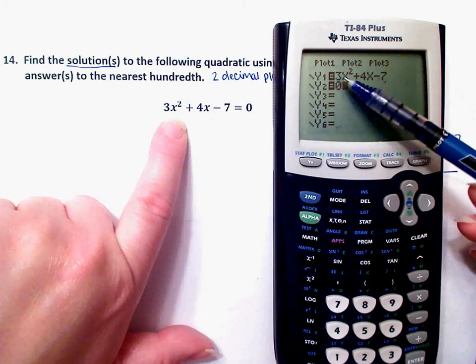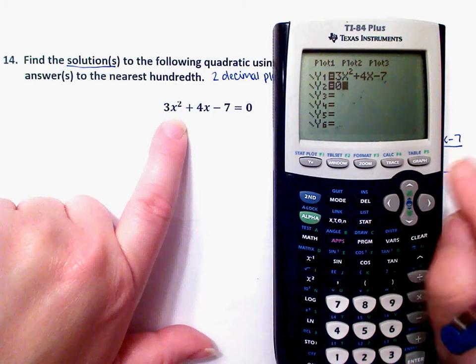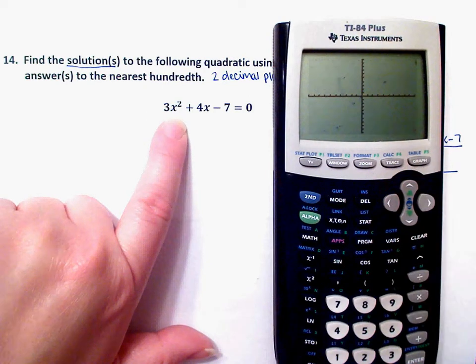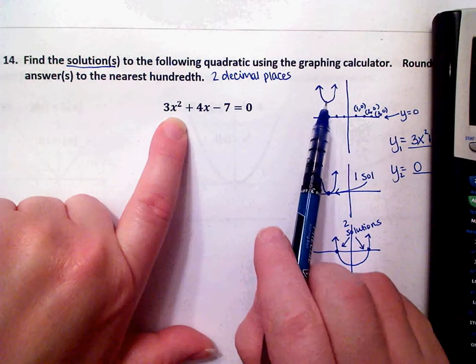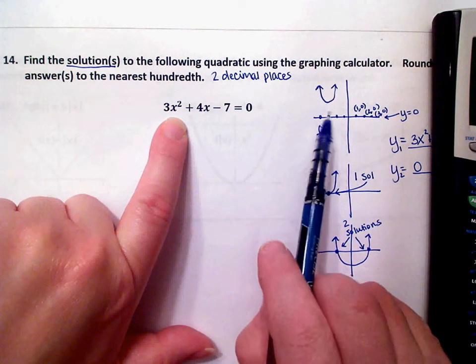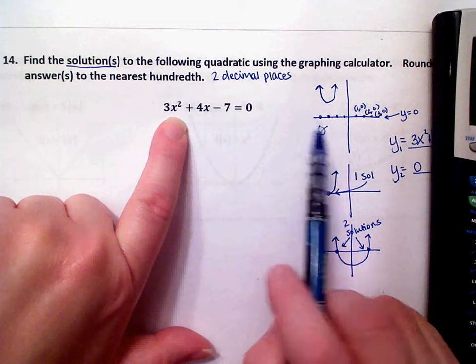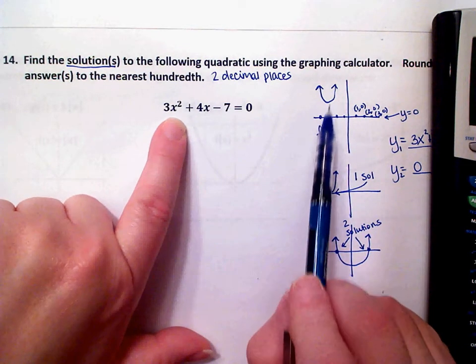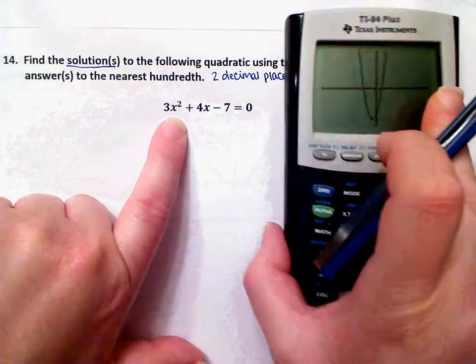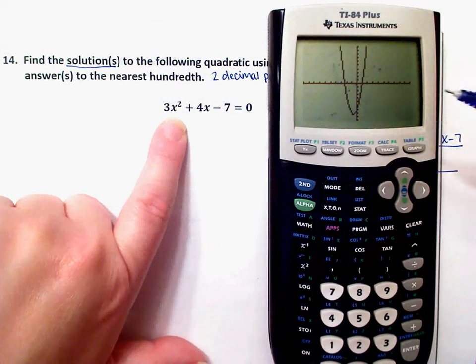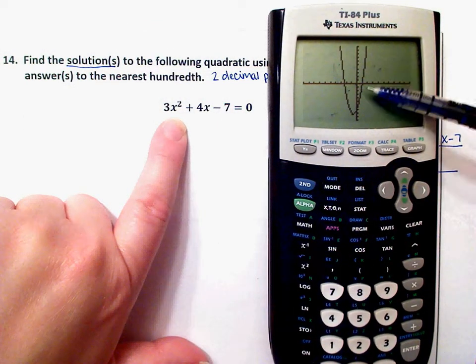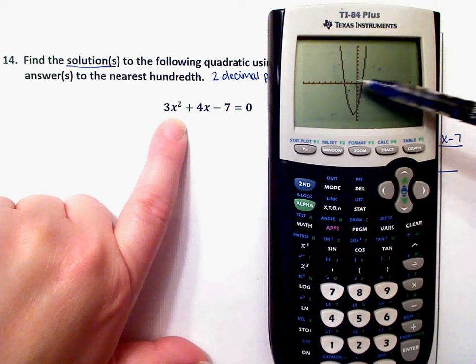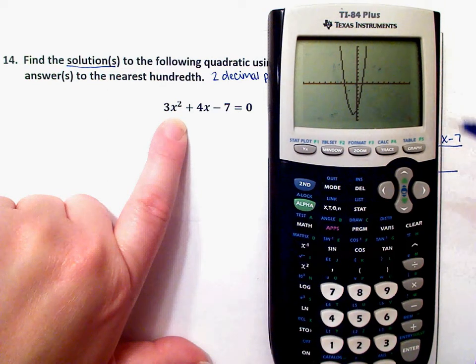So we have both of our equations in, so then we want to look at the graph. And the reason why you always want to look at the graph is in cases where the parabola doesn't cross at all, you wouldn't want to ask your calculator for a point of intersection that doesn't exist. So you always want to look at your graph to see if there are any solutions, which we see our parabola crosses the x-axis in 2 places. So we're going to find both of those points.